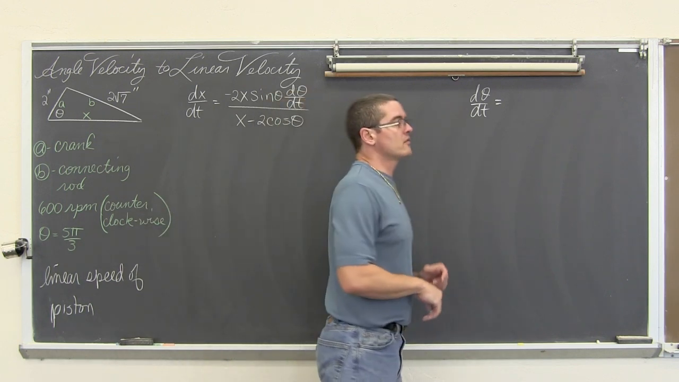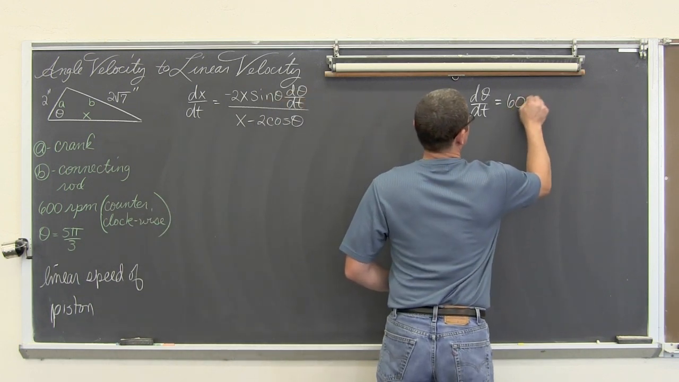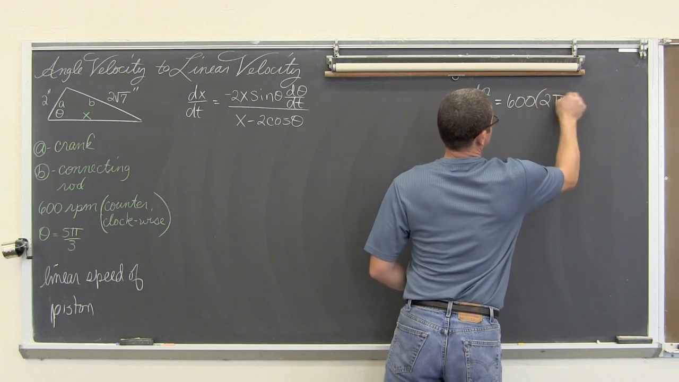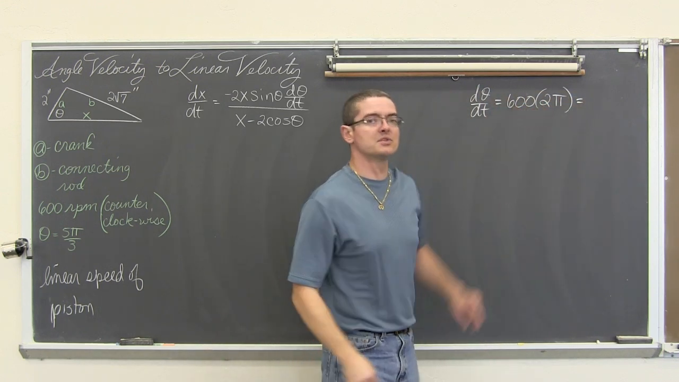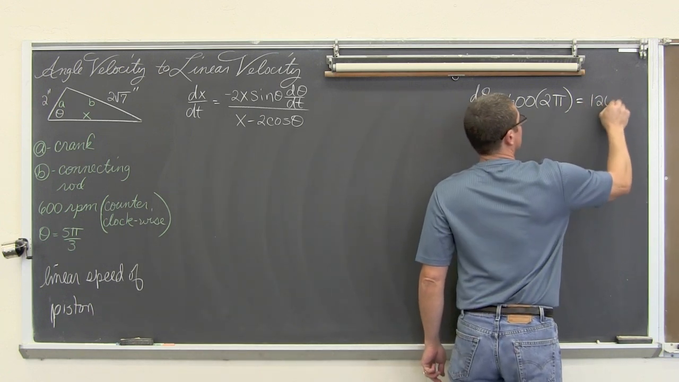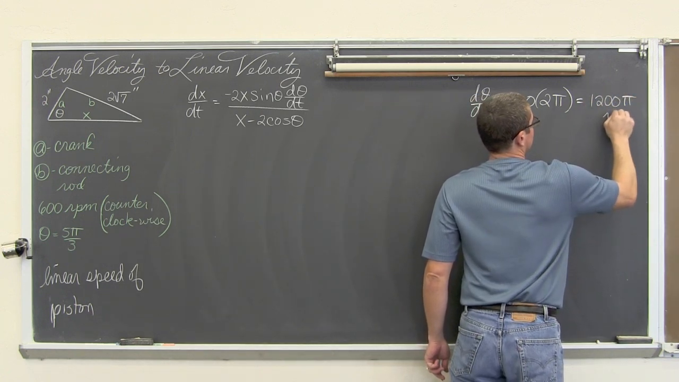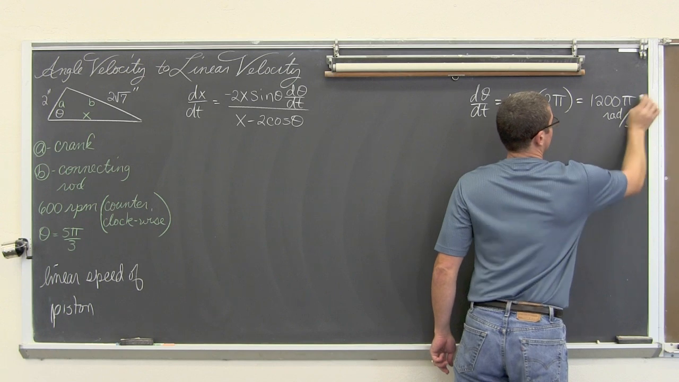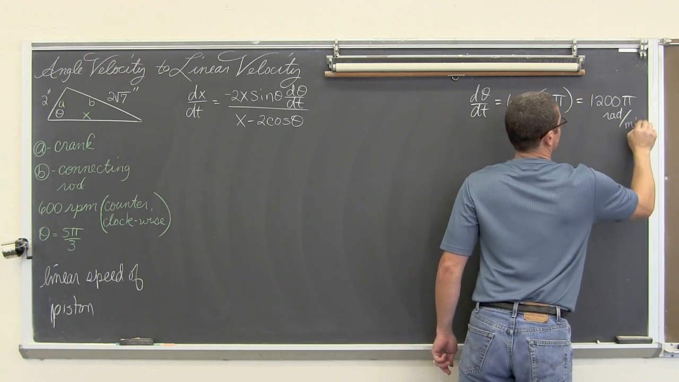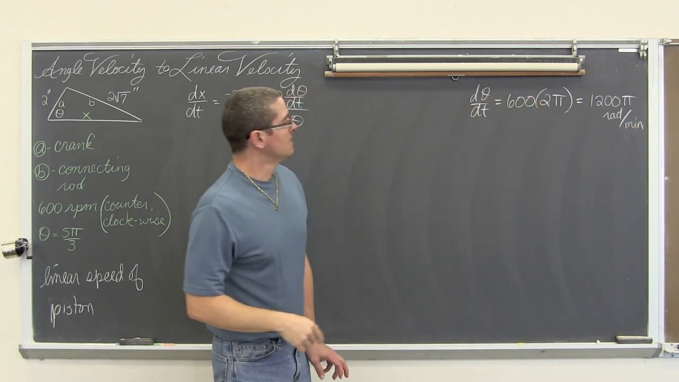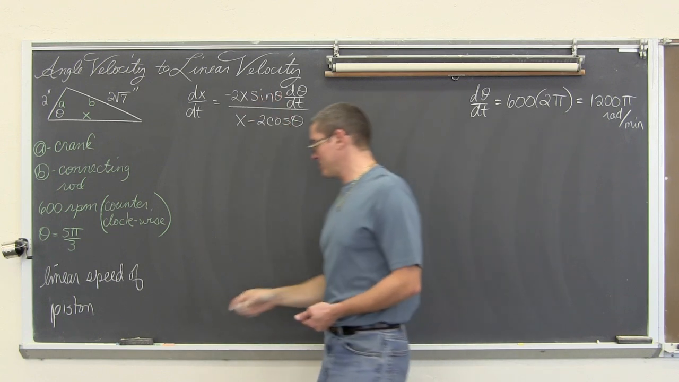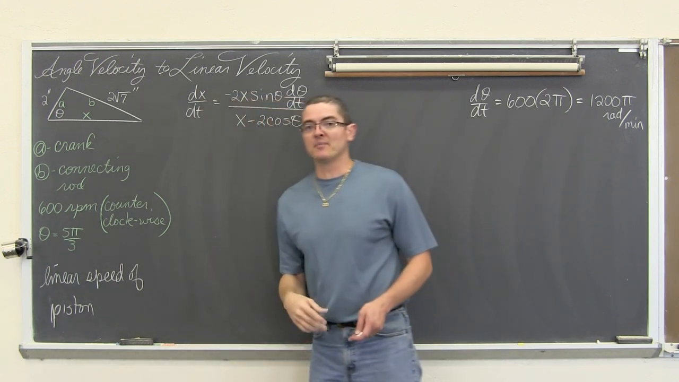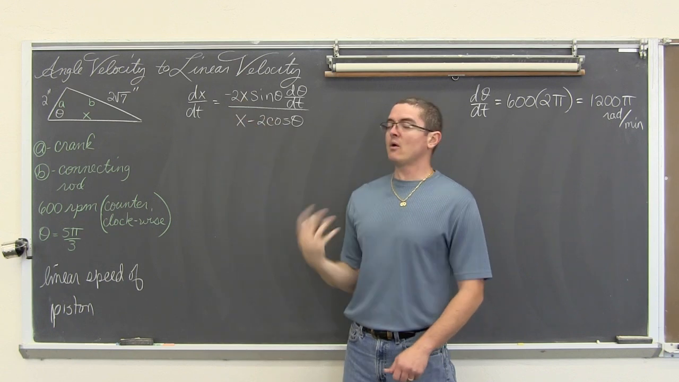So d theta over dt is going to be 600 revolutions a minute times 2 pi, and we get 600 times 2, which is 1200 pi radians per minute. Almost put seconds there. Okay, the formula is also asking us for x. Let's go ahead and figure out what x is now.